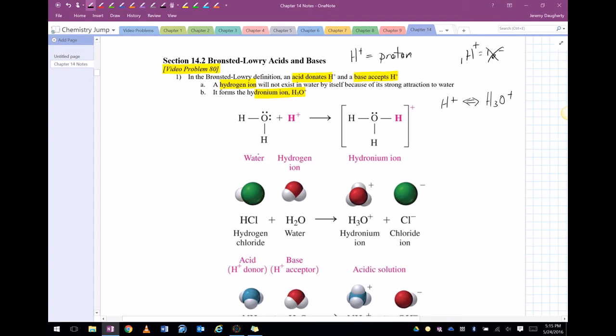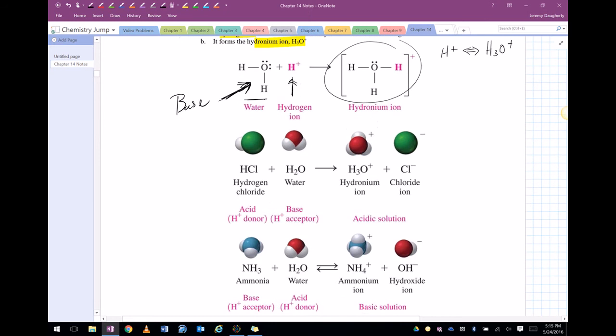Here's what we're talking about. Here's water, here's the proton, here's hydronium ion. So if we think about it, in this case, here's the hydrogen ion coming from somewhere, and water, not hydronium yet, is accepting that hydrogen ion. So if water is accepting that hydrogen ion, what does that make water? Well, in this case, it makes water a base, because a base accepts a hydrogen ion.